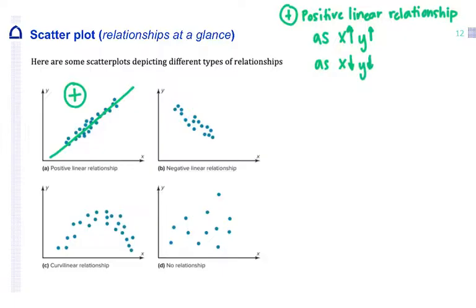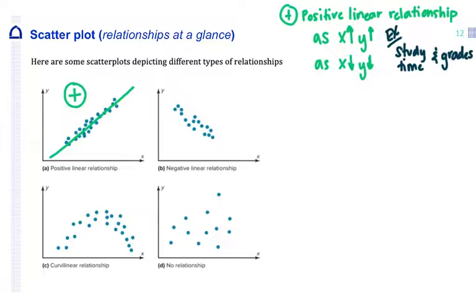A good example of this would be study time and grades. So you can think, the more I study, the higher I predict my grade will be, or the less I study, the lower I predict my grade would be. That would be a positive linear relationship when both the x and y are moving in the same direction.